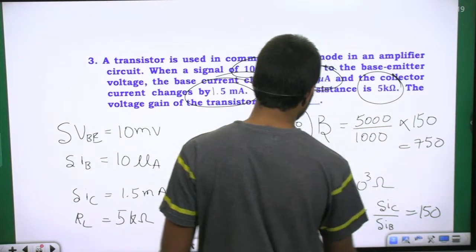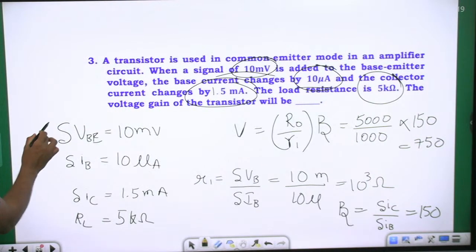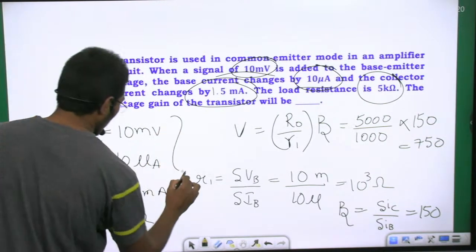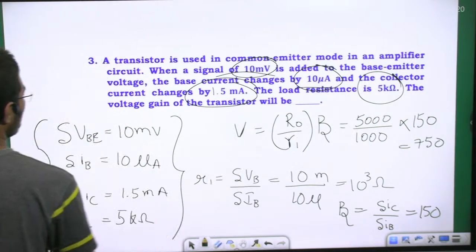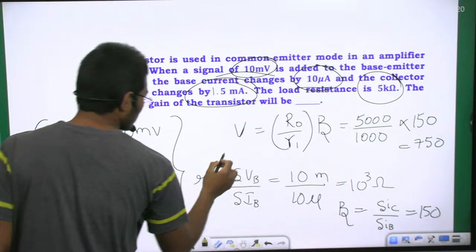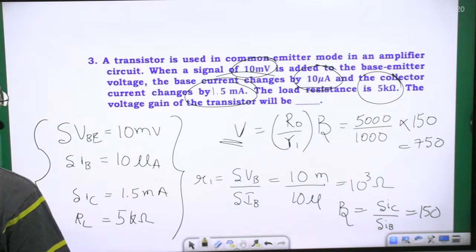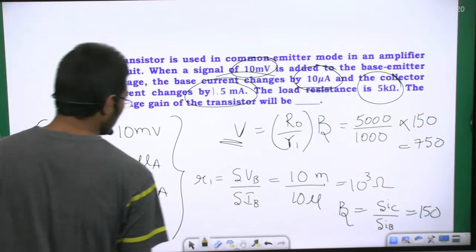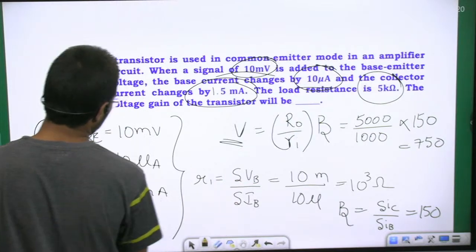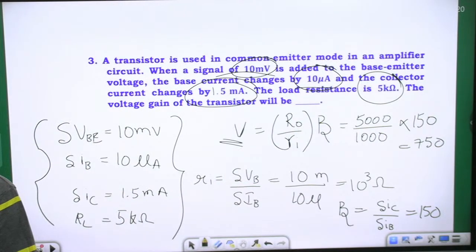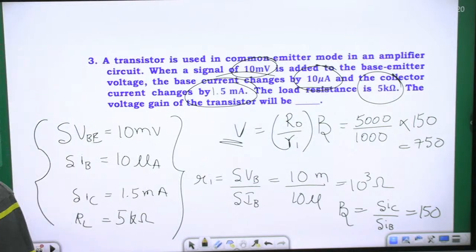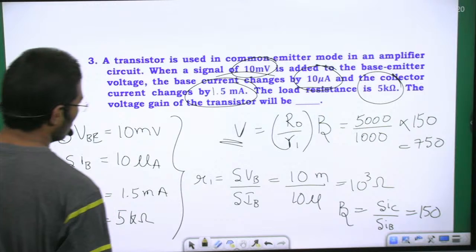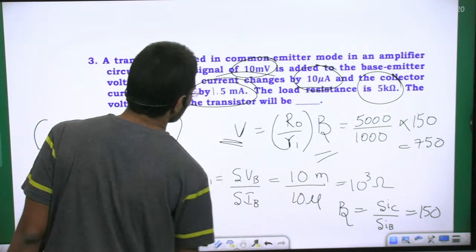See, straight question. Given data, we are supposed to find the voltage gain in the transistor. We have straight notations for it: R0 by Ri into beta, where Ri we need to find from common emitter. Next, beta we need to find by the ICs. So by substituting these two formulas in the standard formula, we'll get 750.